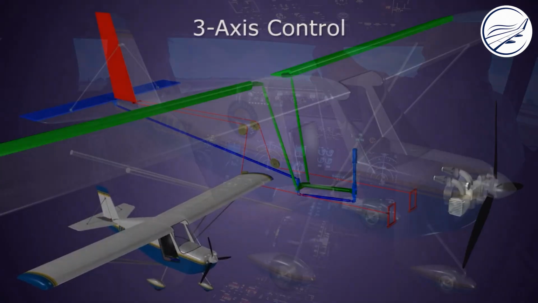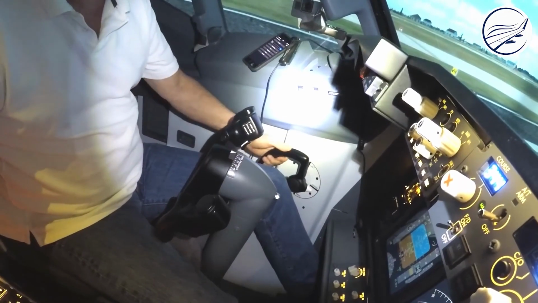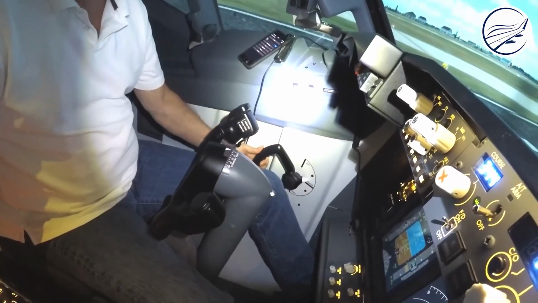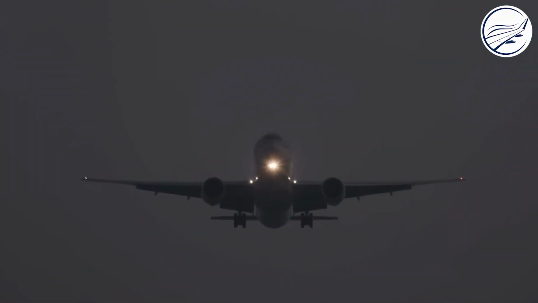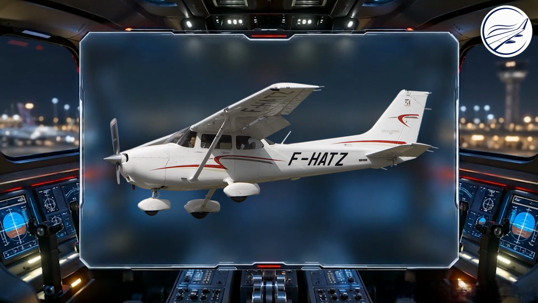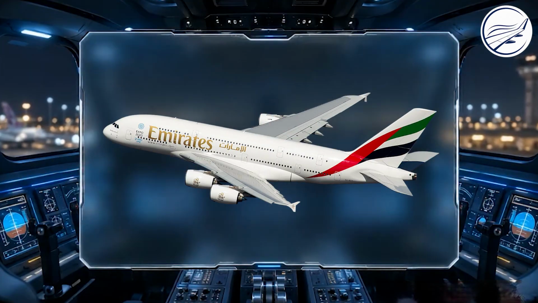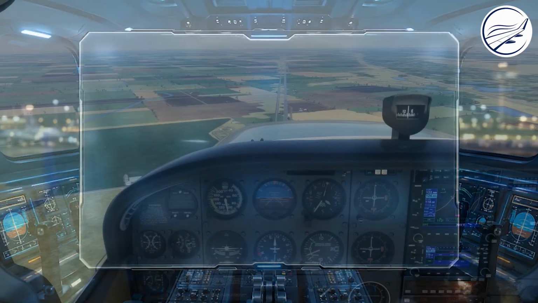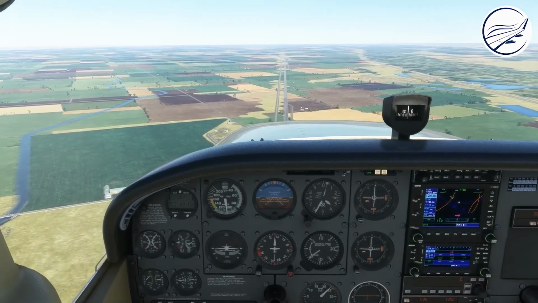To master the sky, a pilot must control the airflow around the plane. If you control where the air goes, you control where the plane goes. Surprisingly, whether you're flying a small Cessna or a massive Airbus A380, the basic steering wheels are almost identical.